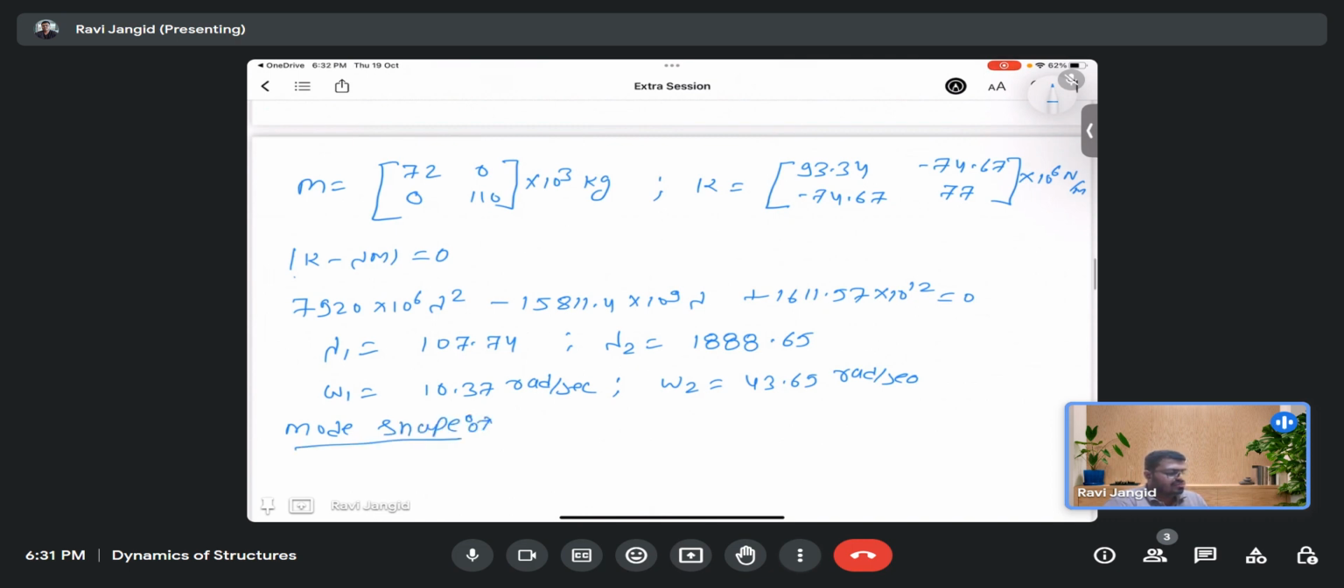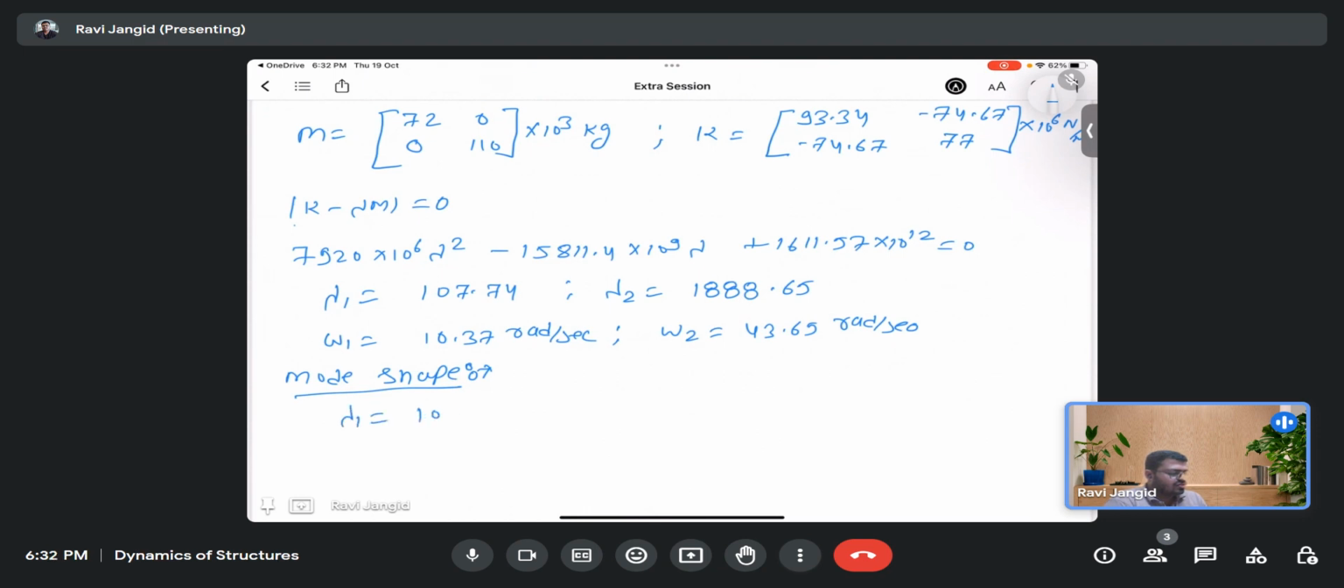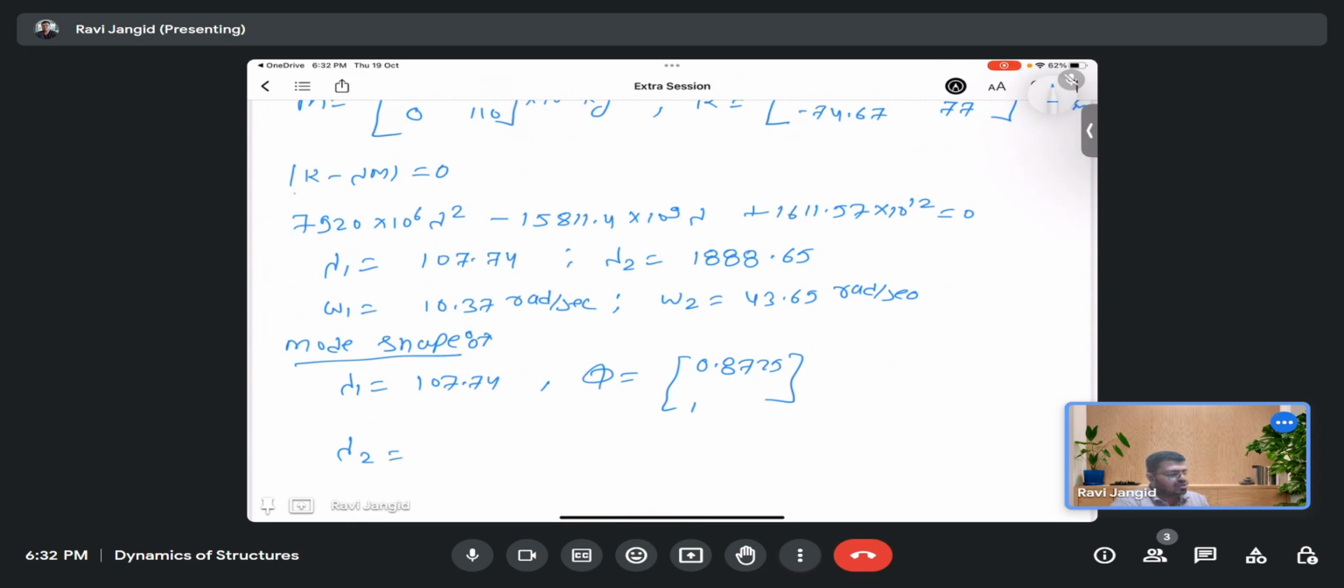Okay, so now you can get the mode shape. For lambda 1 is equal to 107.74, the mode shape phi 1, with the normalization of the degree of freedom 2, we are getting as 1.8725. And with lambda 2 is equal to 1888.65, your phi 2 is coming out to be minus 1.75111. So that is part A, the equation of motion and the modal properties.